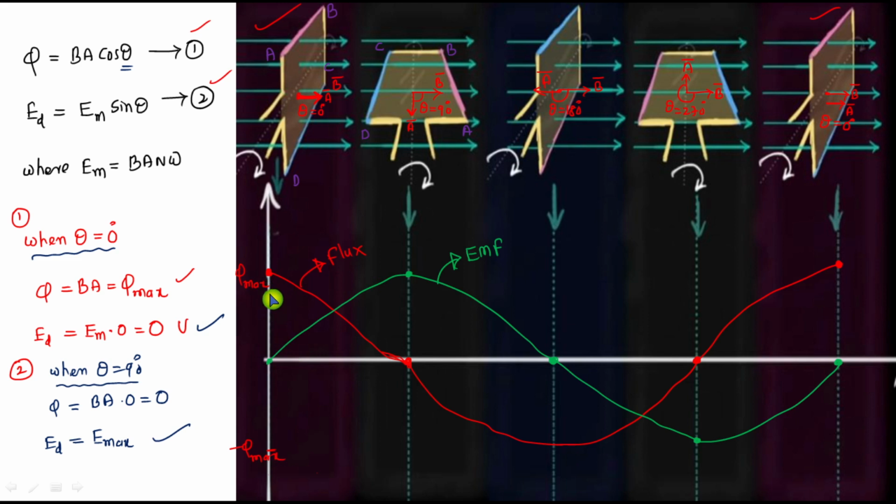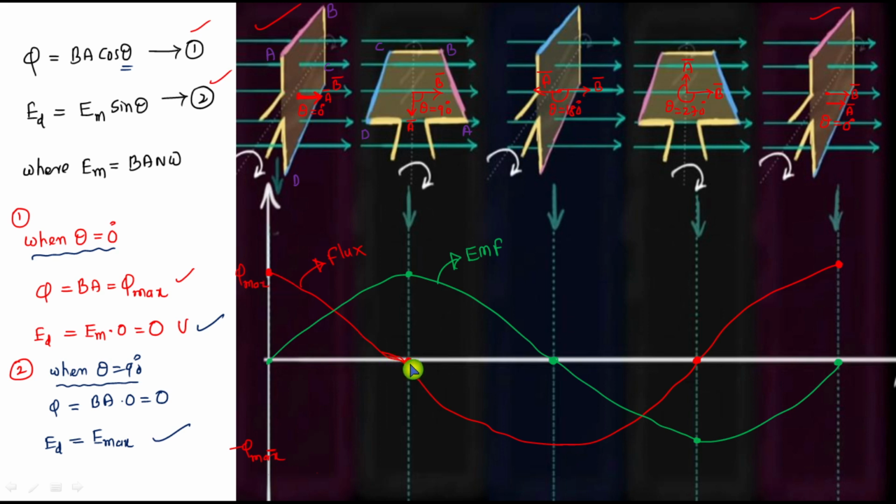See, what is Lenz's law? Effect opposes the cause, right? Here the effect is what? Induced EMF. The cause is what? Flux, right? So obviously this effect, this EMF, opposes the changes in flux. So when this flux is at maximum position, from 0 to 90, this is from maximum to minimum. So here the flux decreases from maximum to minimum.